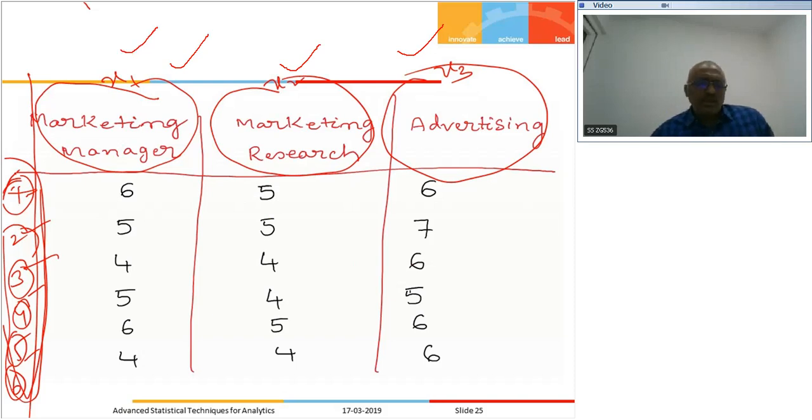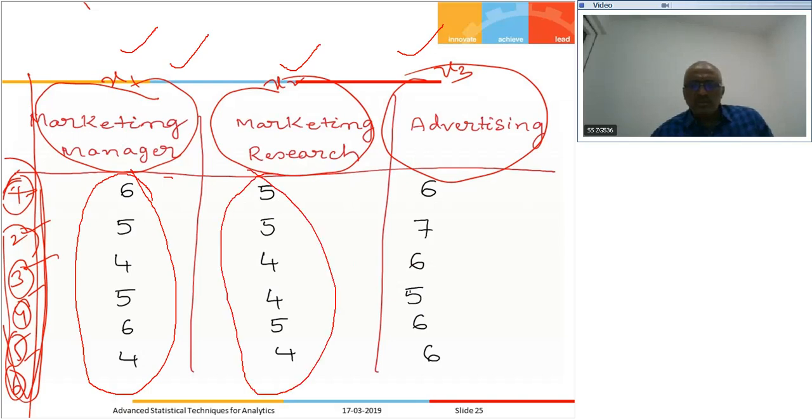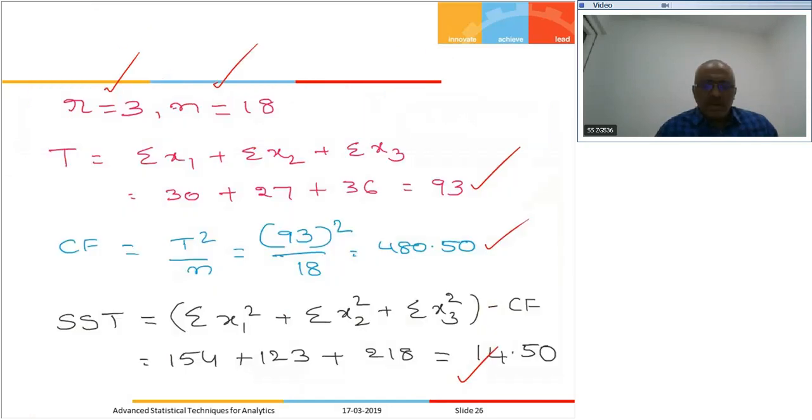In that also we had groups 1, 2, 3, 4, 5, 6, and the corresponding scores. Now we want to validate whether mu1 equals mu2 equals mu3. That is, is there any significant difference between the 3 groups in terms of the scores they had with respect to ethical values. Once we identify that this is related to ANOVA, then it's very simple.